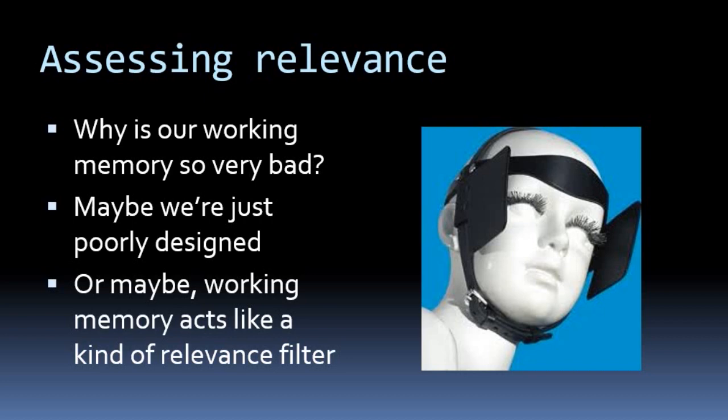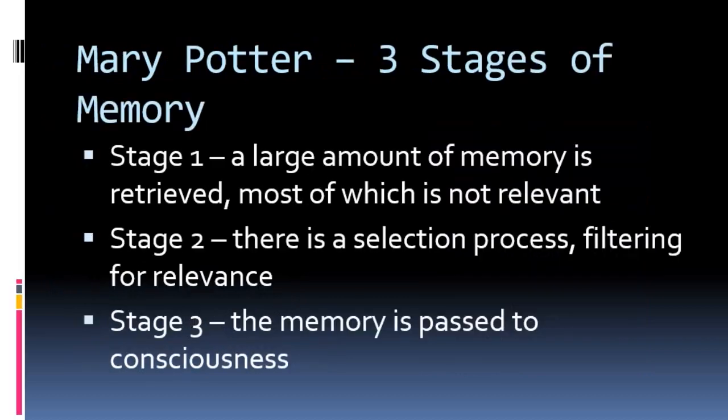Okay, so here's a thing that Mary Potter suggests. Here's a three-stage model of memory. Stage 1, huge amounts of stuff is retrieved from memory, most of which is not relevant. Stage 2, there's a selection process, filtering for relevance. And then stage 3, the memory is passed to consciousness. Okay, so that sounds plausible.